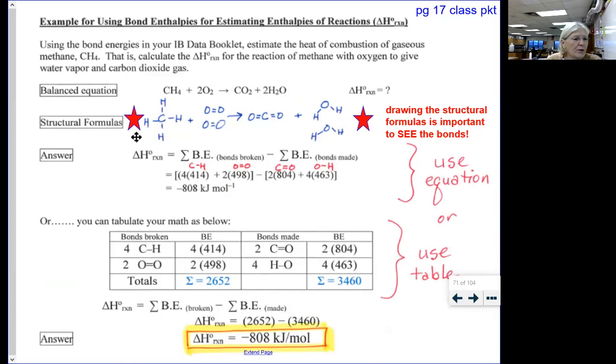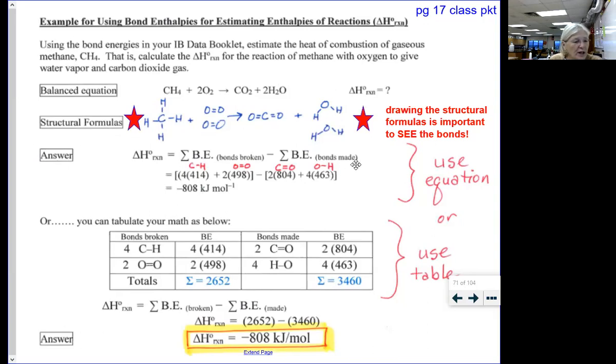The important thing to remember with these double stars is that you should see the bonds that you're breaking and making. So draw the structural formulas. When you look at methane, you can see that there are 4 CH bonds. When you draw the 2 molecules of oxygen that are reactants, you remind yourself that those are double bonds between the oxygens in the diatomic molecules. When you make the CO2, you remind yourself that those are double bonds, and the 2 water molecules.